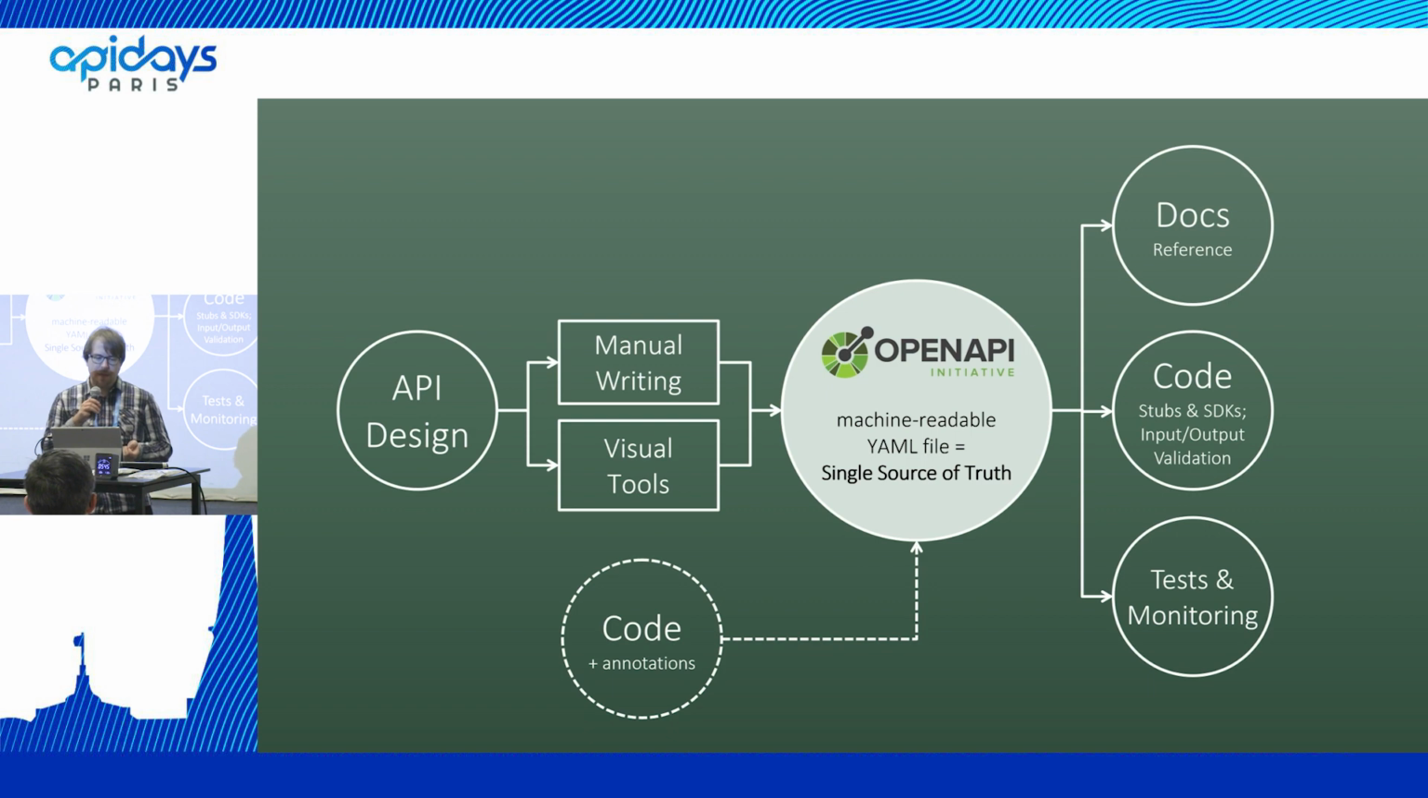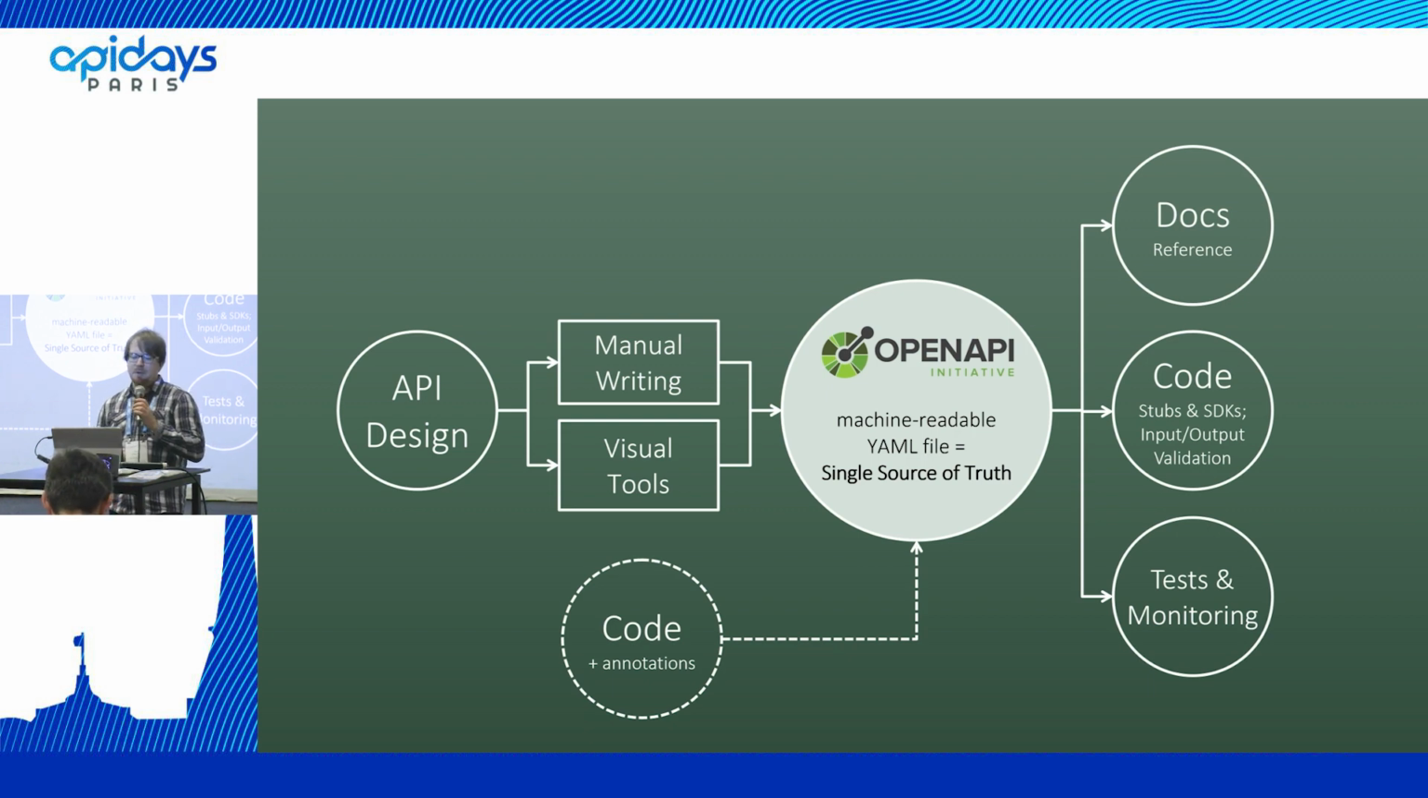to look like. And you can generate OpenAPI in two ways. One way is you do an API design, and then either you write it manually or you use some visual tools to create that file. Or the other option is to create it from code annotations, even though I'm usually advocating for the design-first approach. And then the interesting thing is what you can do with it. What most people know is that you can generate your reference documentation from OpenAPI, but you can do a lot of other things as well.